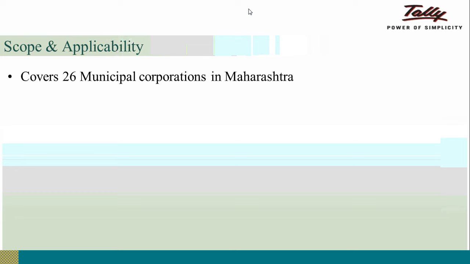Now we are going to discuss the scope and applicability of local body tax. As there are 26 municipal corporations located in Maharashtra, this tax is levied only when the goods enter these 26 municipal corporations. Any goods entering outside the municipal corporation will not come into the purview of local body tax.